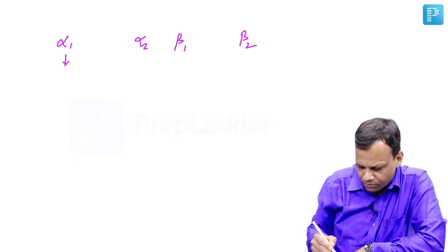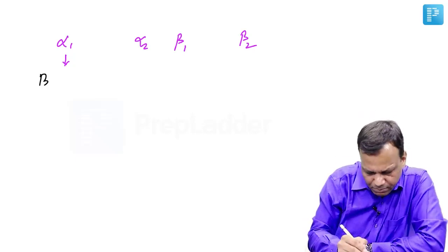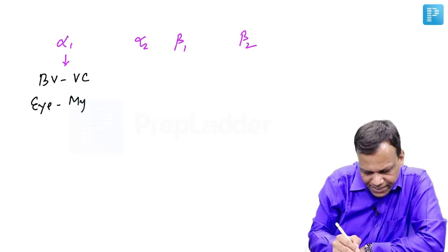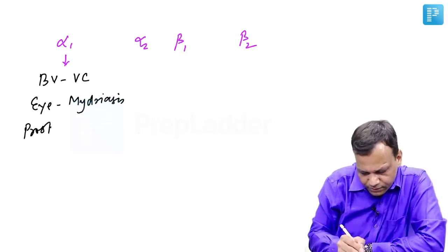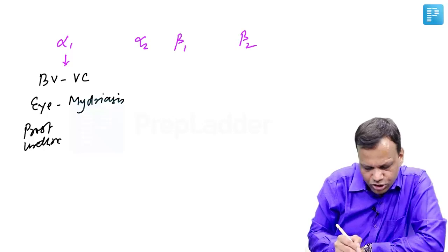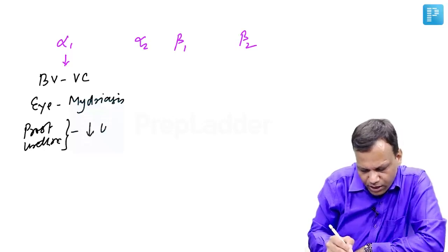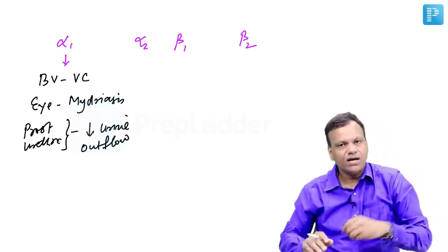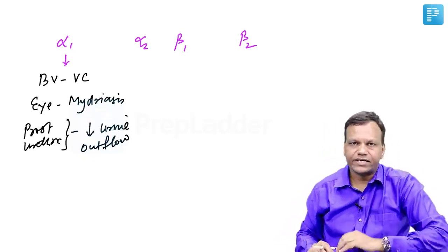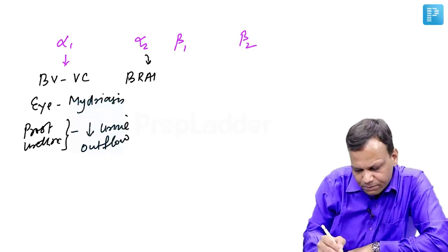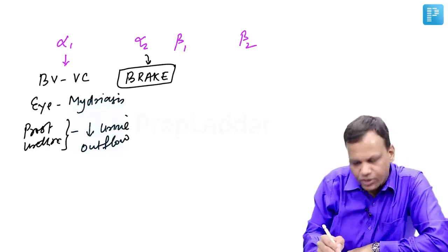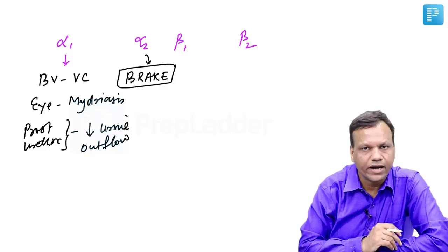Alpha 1 receptors you need to remember at three main places. In the blood vessels, it causes vasoconstriction. In the eye, it causes mydriasis. And in the prostatic urethra, it causes constriction of the urethra that will lead to decreased urine outflow. Okay. So three important locations of alpha 1 to remember: vasoconstriction, mydriasis and decreased outflow. Whereas alpha 2 is mainly acting as a brake. It is a presynaptic receptor. Whenever we stimulate that, it will decrease the release of noradrenaline.